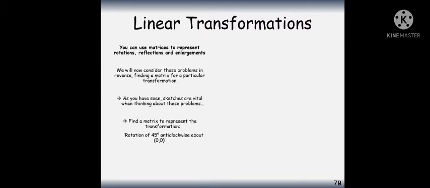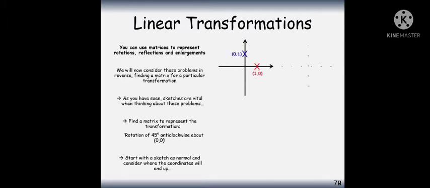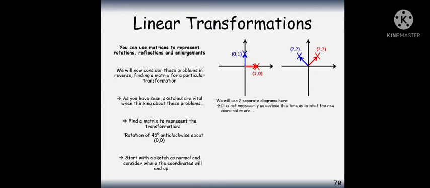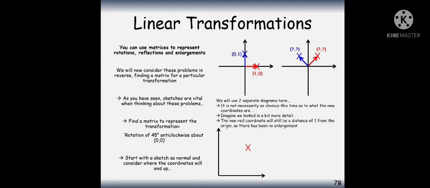Other one, rotation of 45 degrees anti-clockwise about (0, 0). So as we know, we want to find where it ends up, so it's going to be somewhere around there. Not necessarily as obvious this time as to what the new coordinates are. As you look at it in a bit more detail, the new red coordinate will still be a distance of 1 from the origin because there's been no enlargement.